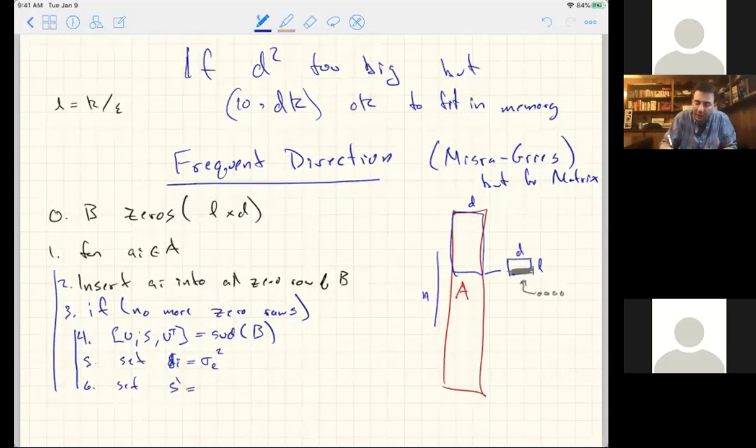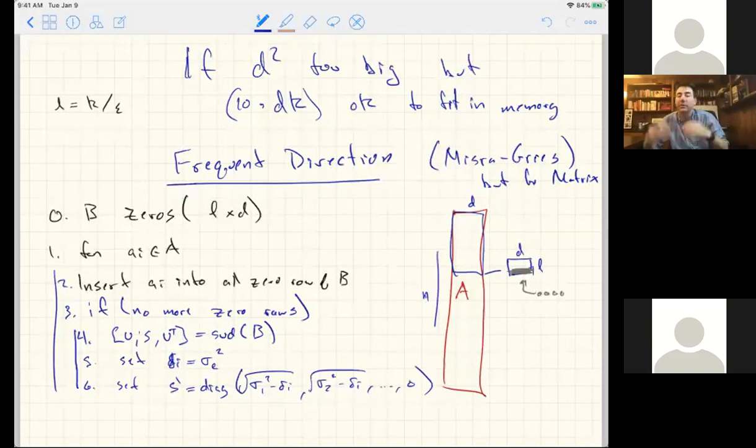I'm going to update my singular values now. It's going to be a diagonal matrix. The first one is going to be the square root of sigma 1 squared minus delta I. The second one is the square root of sigma 2 squared minus delta I, up to the last one, because there are only going to be L of these values: sigma L squared minus delta I, which is equal to sigma L squared minus sigma L squared. So the last one is going to be 0.